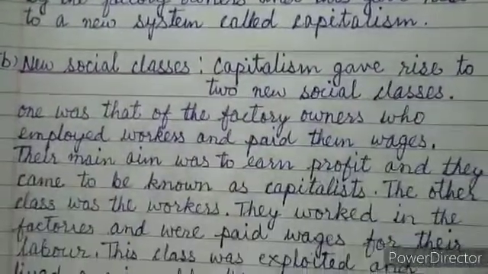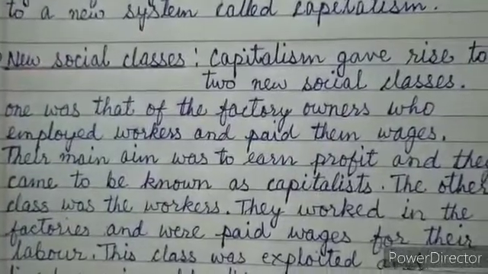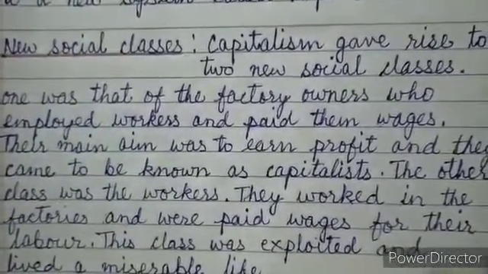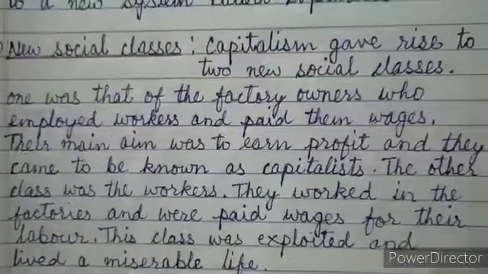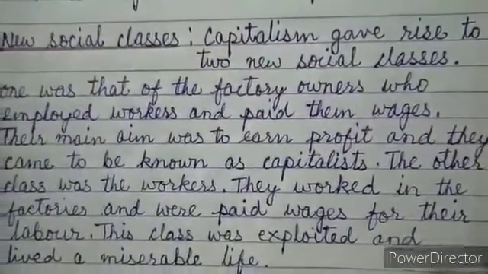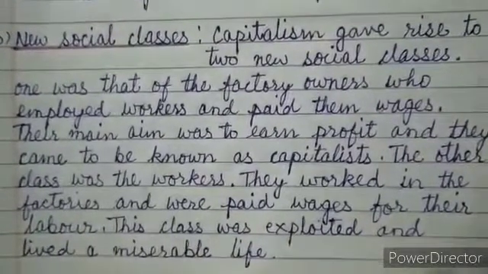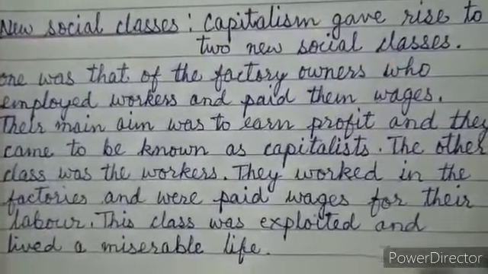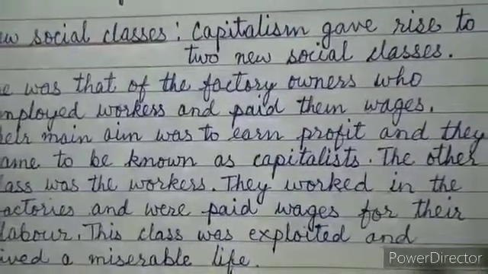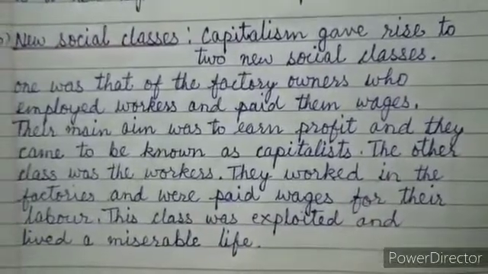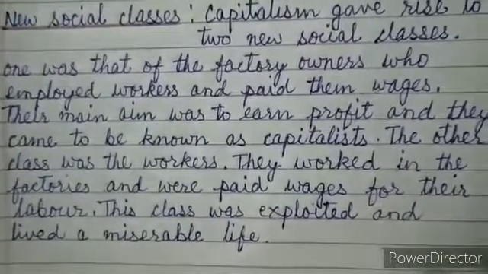Second, children, new social classes. Capitalism gave rise to two new social classes. One was that of the factory owners who employed workers and paid them wages. Their main aim was to earn profit, and they came to be known as capitalists. The other class was the workers. They worked in the factories and were paid wages for their labor. This class was exploited and lived a miserable life.